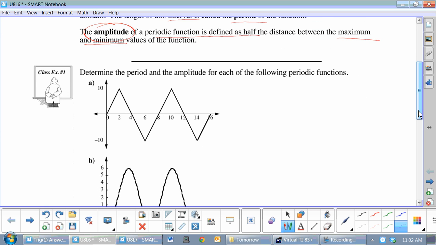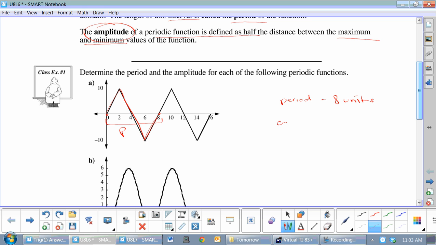Now, for period, what you want to do is find where it starts, or you could go peak to peak, it doesn't matter. But this would be your period. Do you see it's doing this, and then it's going to start all over again? So we're looking for how long is one period. How long is it to do one of the shape before it does it again and again? So in this case, the period would be 8 units.